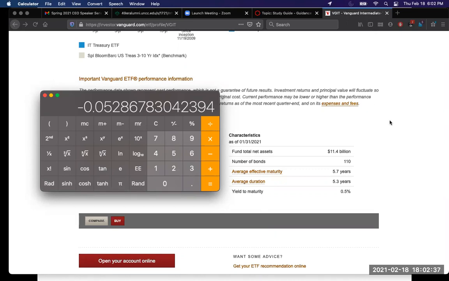So duration is the weighted average time to repayment, measured in years. Modified duration is the percent change in price for any percentage point change in yield.